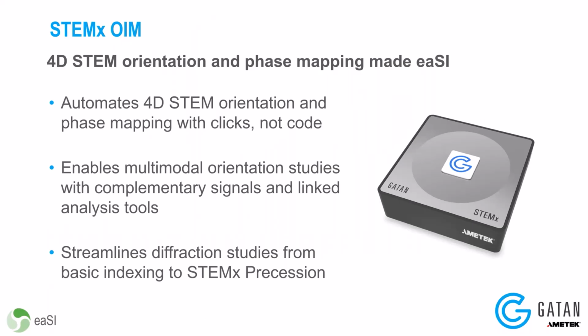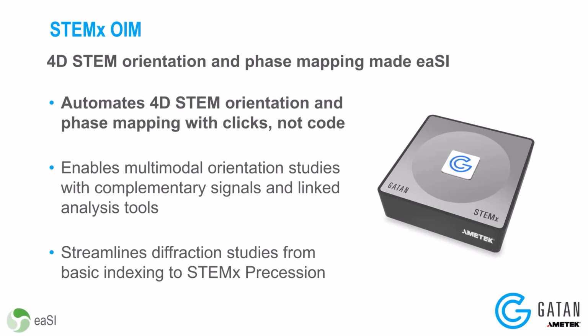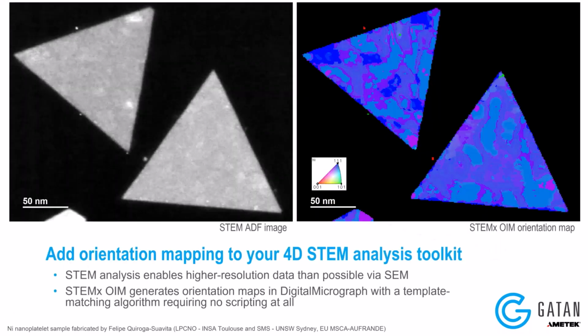And so STEMx OIM came out of that essential challenge of wanting to be able to do high spatial resolution orientation and phase mapping of 4D STEM data. STEMx OIM brings several advantages. One of which, I think we'll talk about first, is the fact that you can do the automated orientation and phase mapping of your 4D STEM data without requiring any scripting at all. Everything is built into an easy to use workflow directly here within DigitalMicrograph.